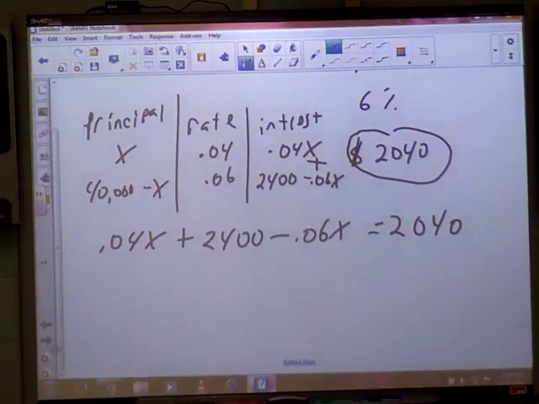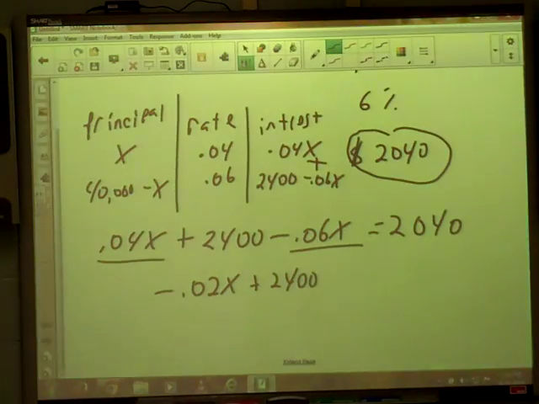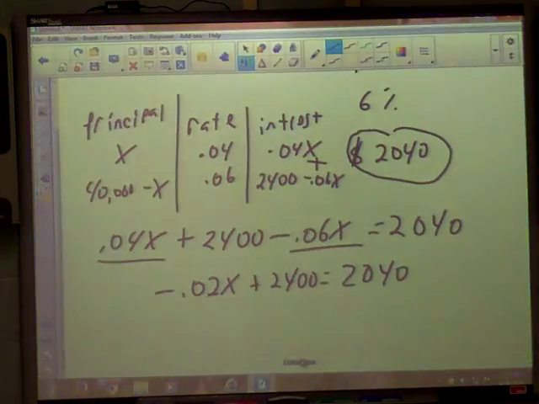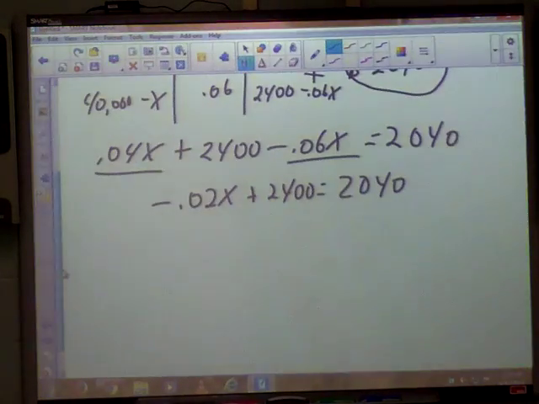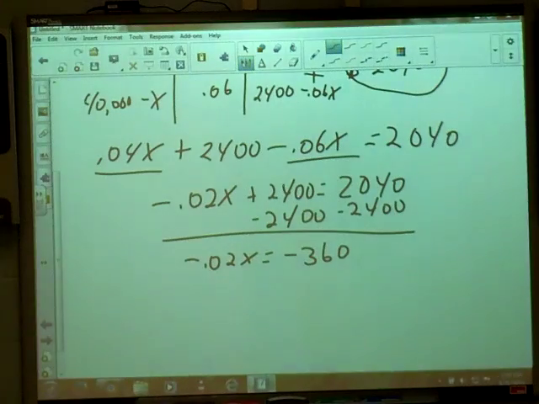It looks funny in the beginning because you're going to get some negatives and you think you can't have negative money, and that's right. It'll work out in the end, so don't give up on it yet. When I combine these like terms, 0.04 and negative 0.06 is negative 0.02. Now my next step is to subtract that 2,400, and that's where my negatives will work out. Because now I have negative 0.02x equals, what's 2040 minus 2,400? Negative 360. So you have a negative divided by a negative, which gets us back to a positive, so it's all good.